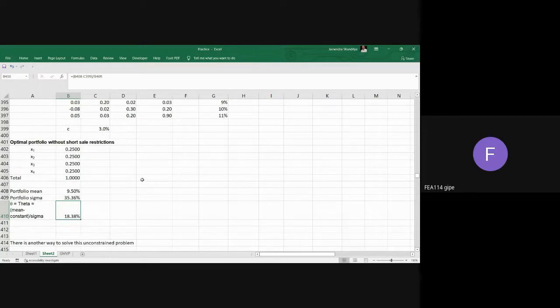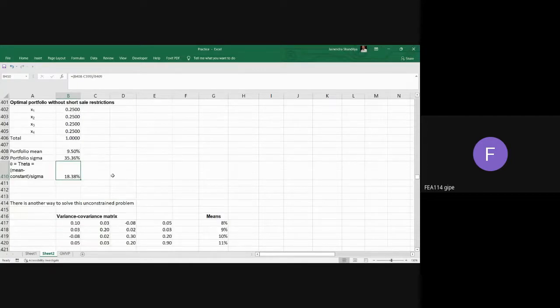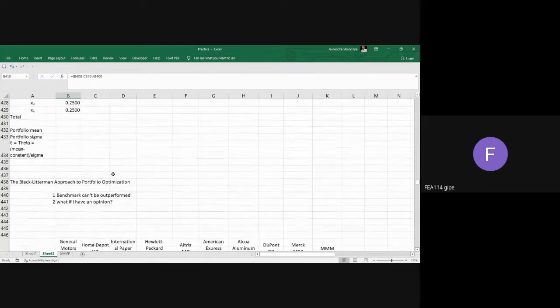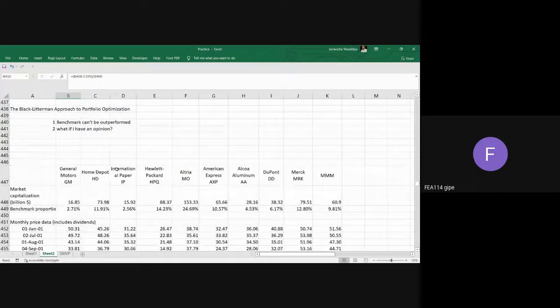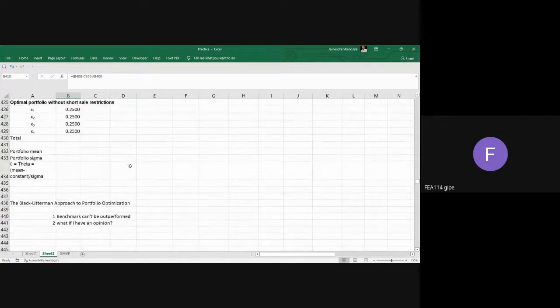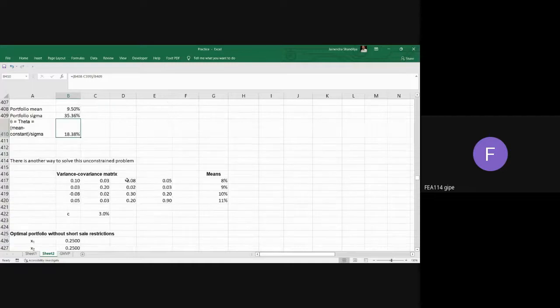So thank you. We'll start from here the next time, and then we will do the constrained optimization, with short sells, without short sells, and then finally the Black-Litterman portfolio we will get. So maybe we'll do it the next time, but I've shown you how we can do this using Solver, and even without Solver we can do this.